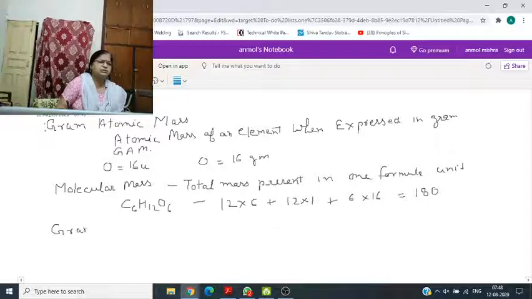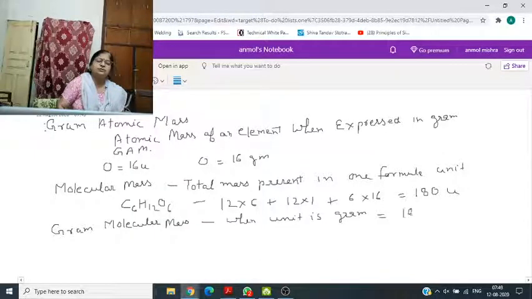Gram molecular mass is the molecular mass calculated in grams, when the unit is gram. So we can write the molecular mass of glucose as 180 grams. Glucose, 180 grams. Many more examples are there.